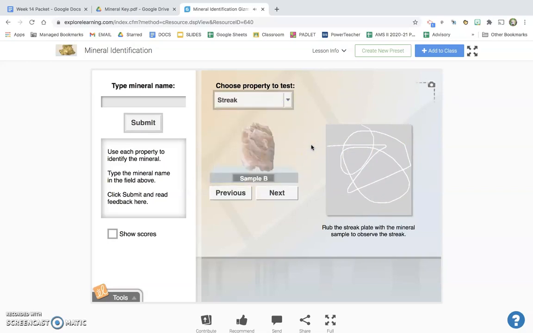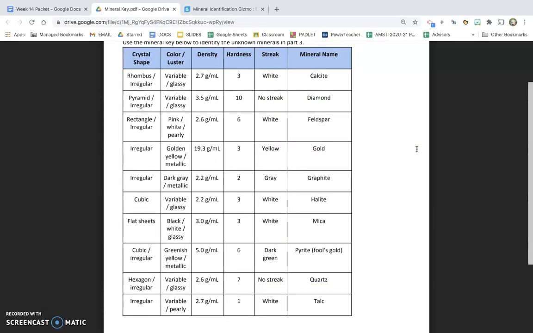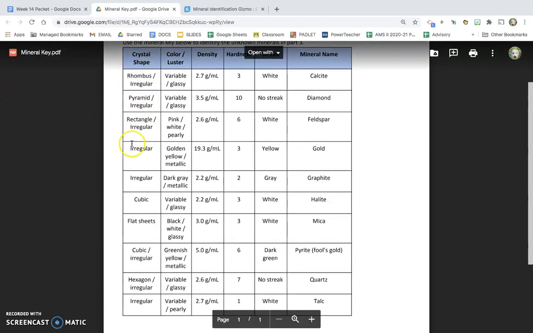and that's it. So we're going to go to the mineral identification key, and you are going to pick out which mineral you think this is. Remember you have to look at the crystal shape. What was the crystal shape? The color, luster, the density, hardness, whether it had a color streak, and then choose the mineral name.